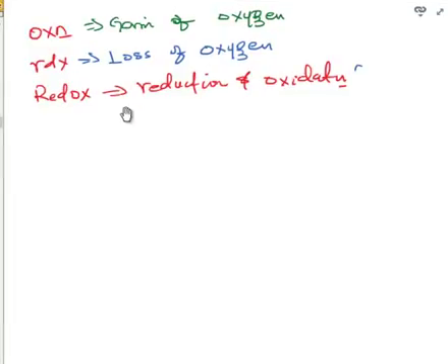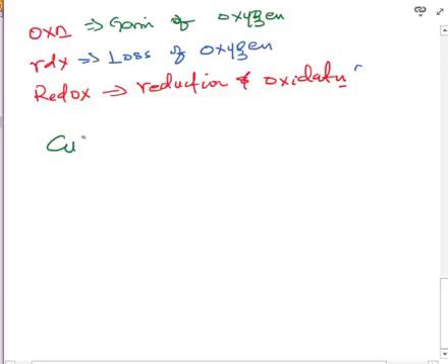In the previous class, we defined oxidation as gain of oxygen and reduction as loss of oxygen. And we said redox means reduction and oxidation. I gave two or up to four examples of reactions that involve gaining and losing of oxygen. So to have a quick recap, CuO, copper 2 oxide, plus hydrogen will give us copper plus water.